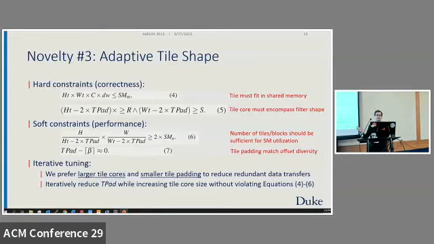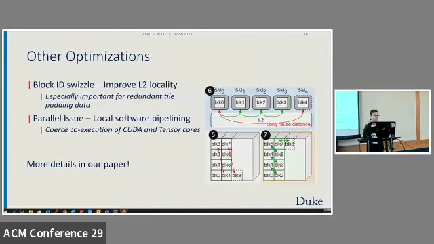We have a heuristic approach for tuning this where we essentially use these equations to get a first set tile shape, and then we prefer to increase the tile core size while decreasing tile padding size to reduce the amount of data transfers. And we do this iteratively before we violate either equations 4 through 6. And we have a lot of other optimizations that I don't have enough time to cover today, but if you're interested, you could take a look at more details in our paper.